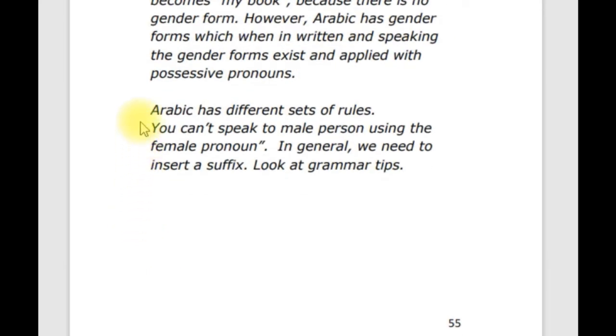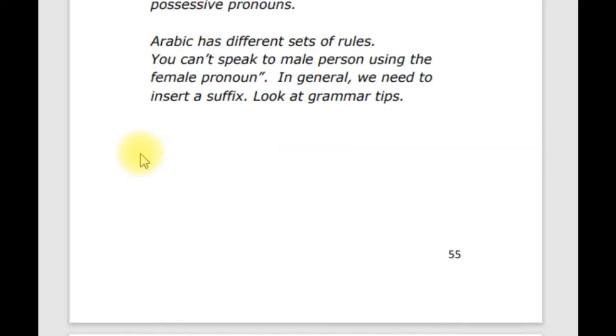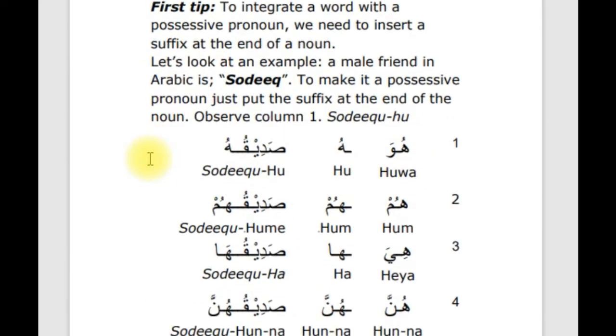Arabic has different sets of rules. You can't speak to a male person using the female pronoun. In general, we need to insert a suffix. Look at grammar tips. First tip: to integrate a word with a possessive pronoun, we need to insert a suffix at the end of a noun. Let's look at an example.